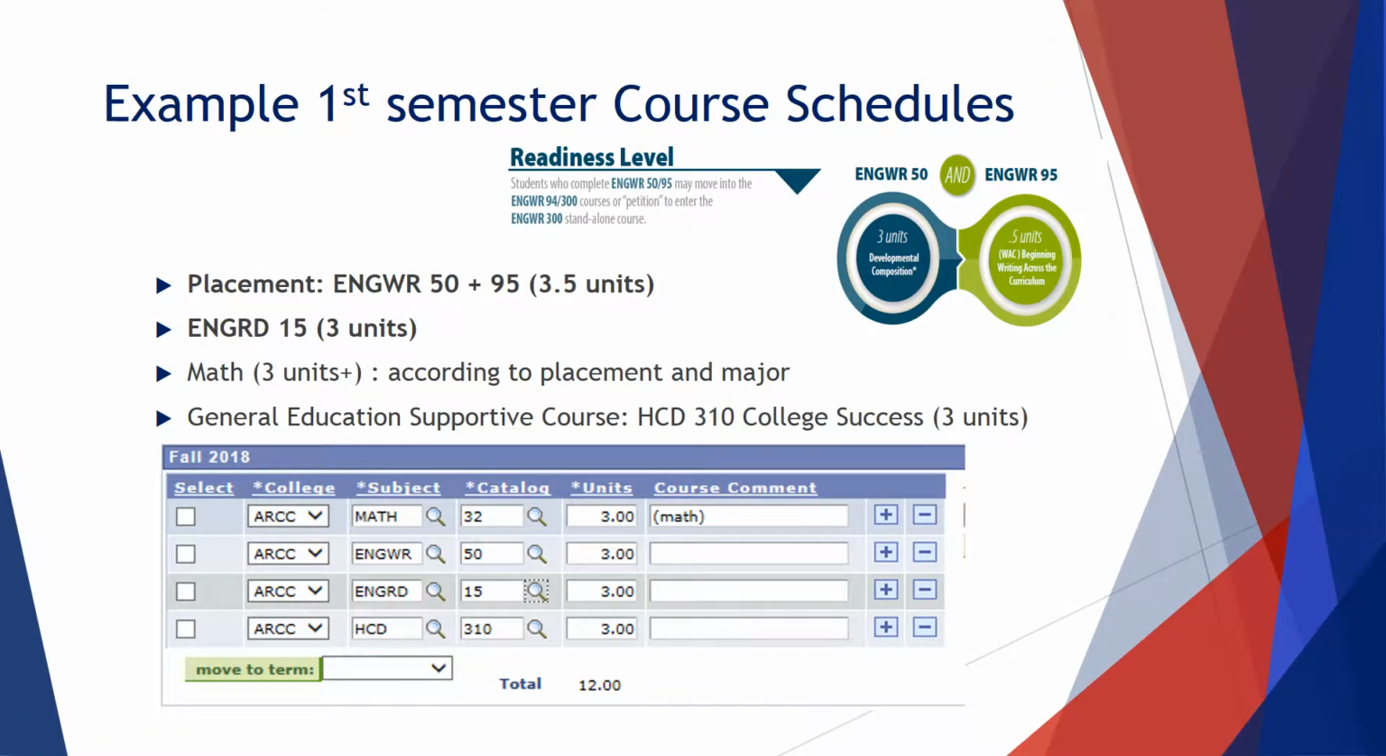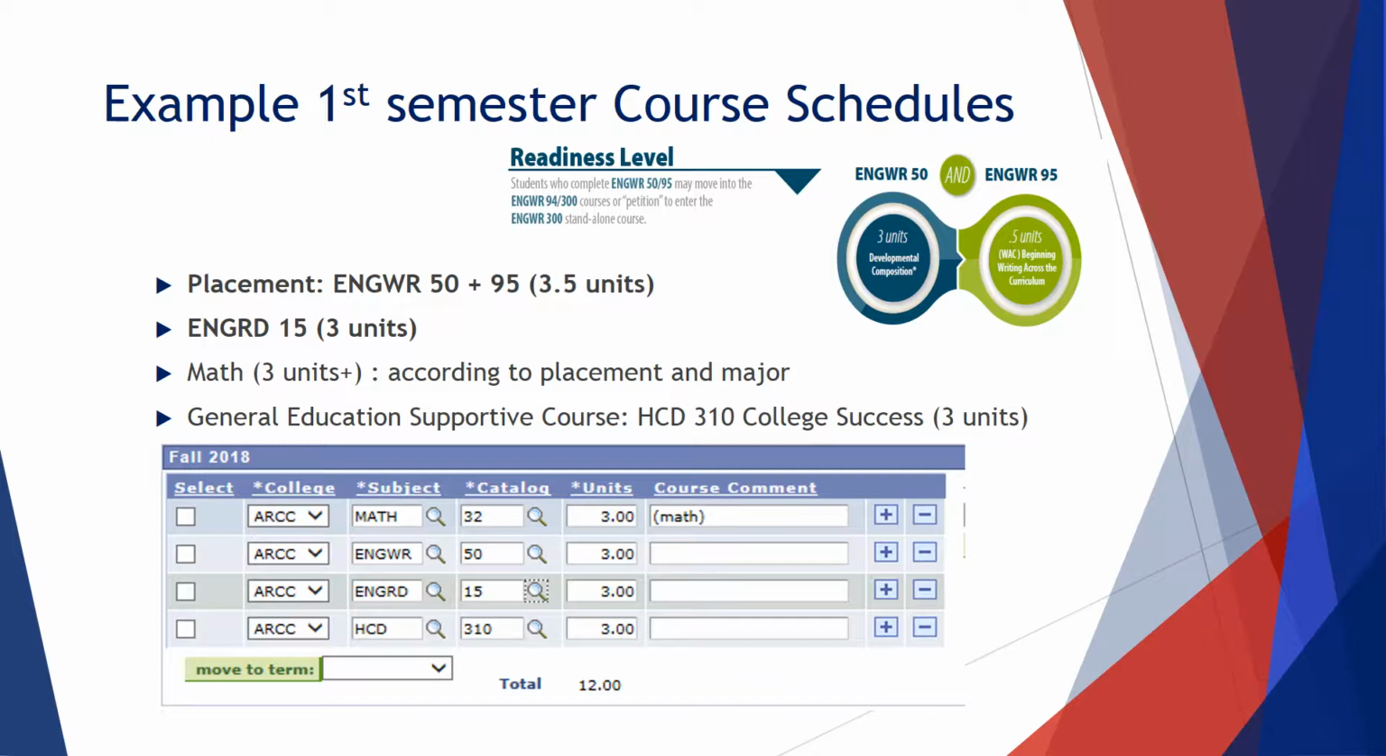For your first semester course schedule, we would recommend that you start with your general education courses, which will include an English class, a math class, possibly an English reading class, and a general education class. The unit value of your English and math class will vary based on your placement score. If you placed into English Writing 50 and English Reading 15, we recommend taking both English courses along with the math class. Remember that you need 12 units to be considered a full-time student.